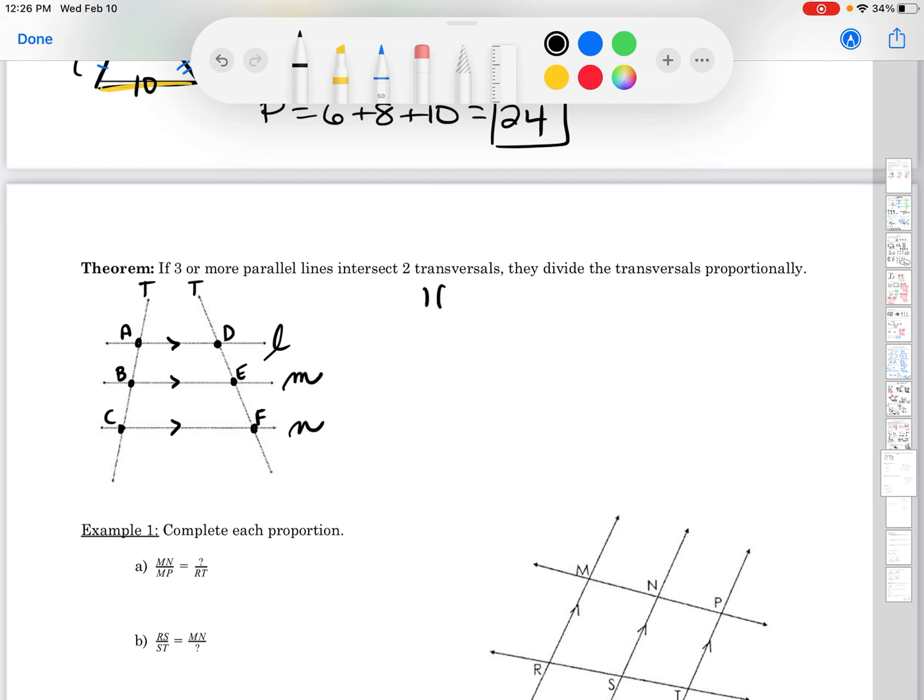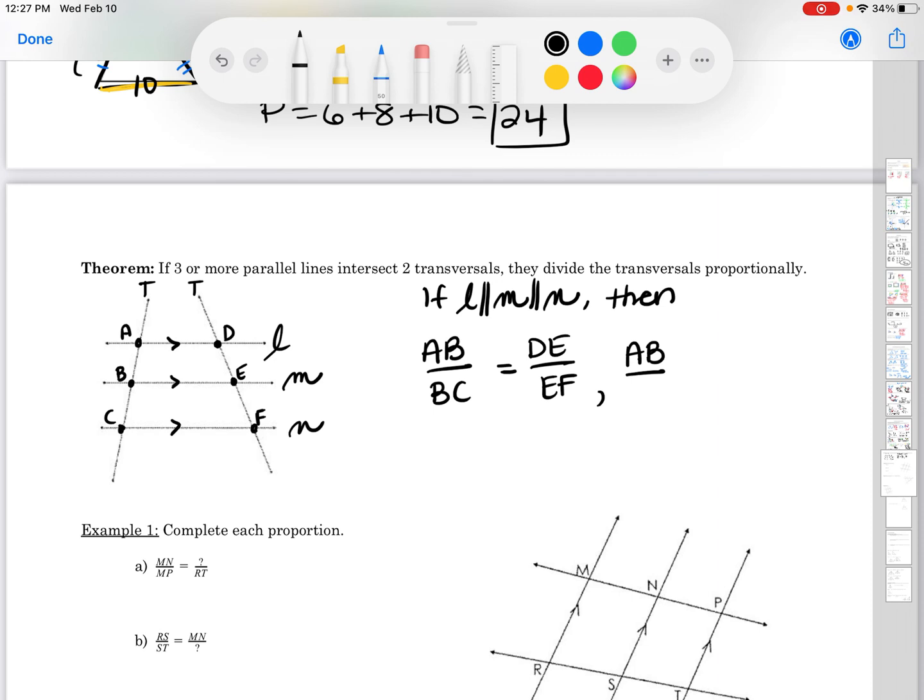Okay, so if those 3 lines are parallel to each other, then we can say AB over BC is going to be equal to DE over EF. I could also say that AB over AC, the whole side, is equal to DE over DF, the whole side. Or lastly, I could say that BC, the bottom portion, over the whole side is equal to the bottom portion over the whole side. All of those things are going to be true.